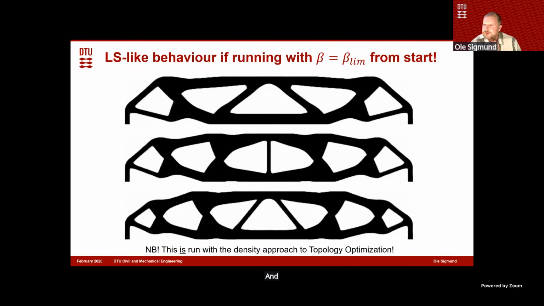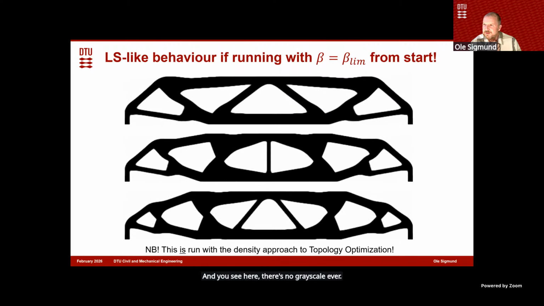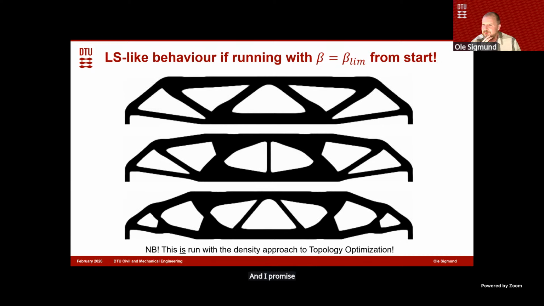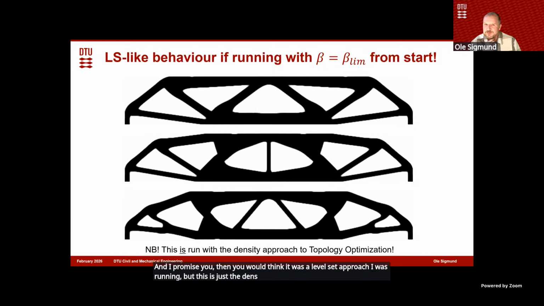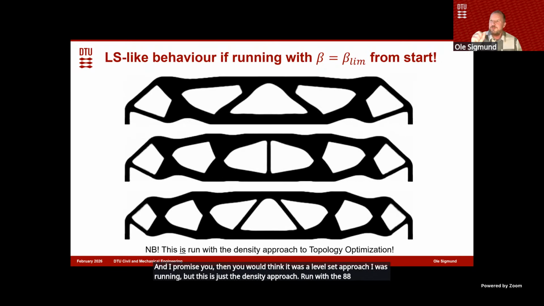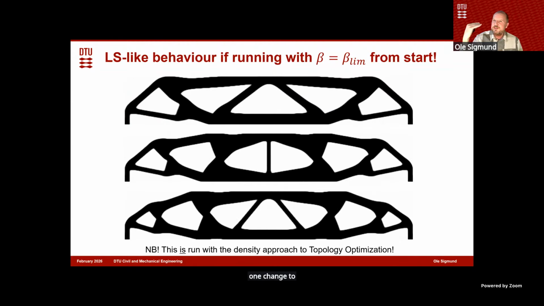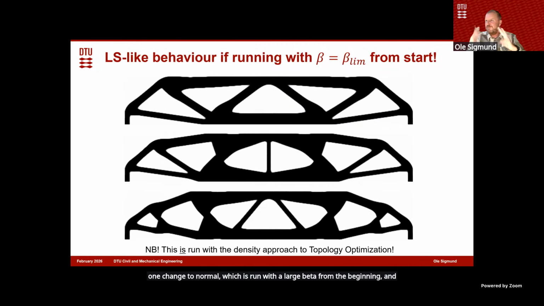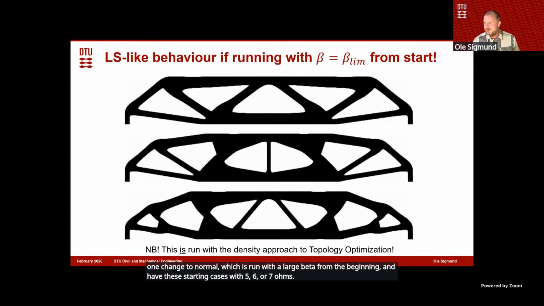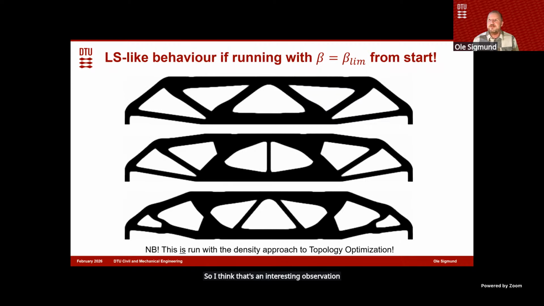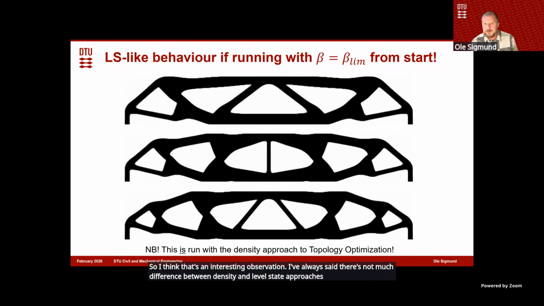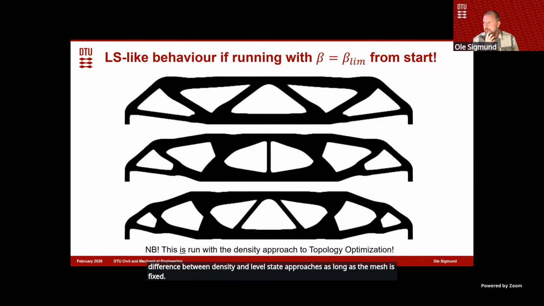And you see here, there's no grayscale ever. Everything is running. And if I hadn't told you, you would think it was a level set approach I was running. But this is just the density approach, run with the 88-line code with one change to normal, which is to run with a large beta from the beginning and have these starting guesses with 5, 6, or 7 holes. So I think that's an interesting observation. I've always said there's not much difference between density and level set approaches as long as the mesh is fixed, and this pretty much proves it.